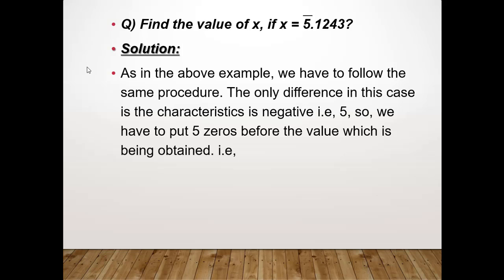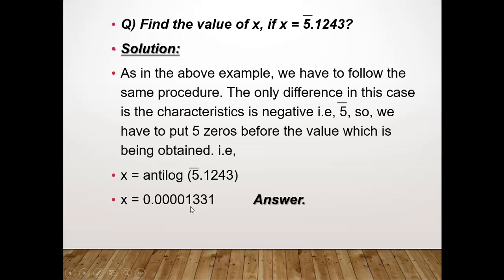As in the above example we have to follow the same procedure. The only difference in this case is that the characteristic is negative, that is 5, so we have to put 5 zeros before the value which is obtained, like this, okay. So we find the value from the antilog table from these four values 1, 2, 4 and 3, and the value which we got is 1331, okay. And these 5 zeros are due to this negative characteristic, okay. So that's our final answer for this anti-logarithm.